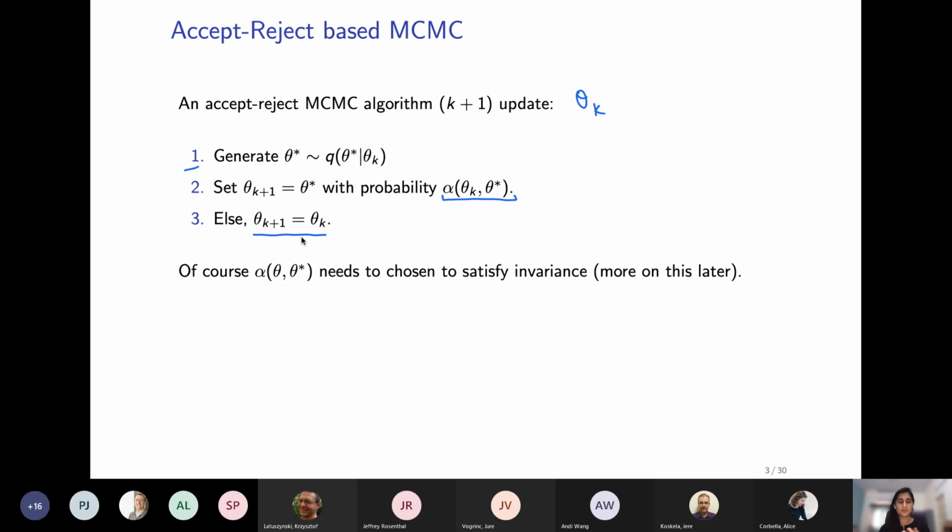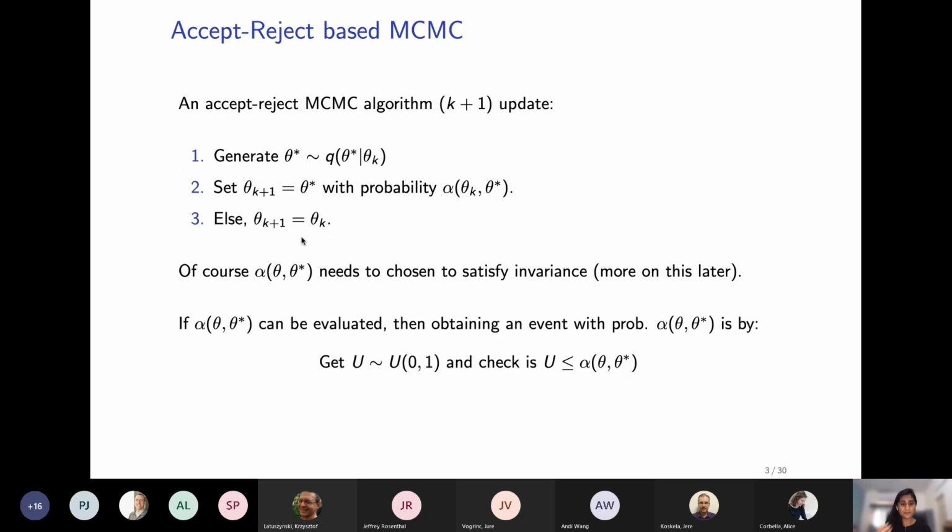Of course, in this we've not used the posterior distribution anywhere, but it is expected to be encoded in alpha. So alpha needs to be chosen in order to satisfy invariance so that we eventually do get samples from our target distribution of interest. And so alpha is going to have pi in it somewhere in some form. And if alpha can be evaluated, and I'm foreshadowing a little bit of what's coming, then obtaining an event with probability alpha can be done if we draw a uniform 0-1 draw and check whether this draw is less than or equal to alpha, because that's an alpha probability event. So if alpha can be evaluated, then I can combine this with step 2 and go ahead and run this accept-reject based MCMC algorithm.